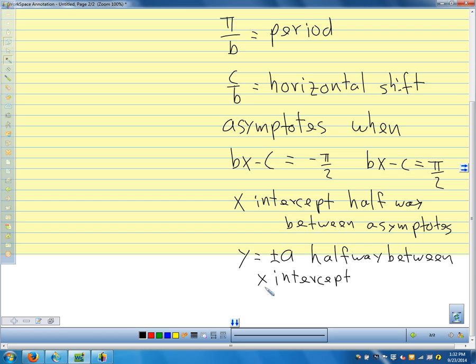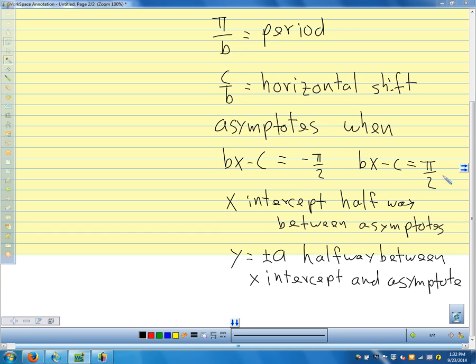And we're talking about the x-intercept. So this is going to take into account our stretch, our A value. And we say plus or minus because our tangent is increasing. So it would be minus A over here to the left of the intercept, and it would be positive A over here to the right of the intercept.